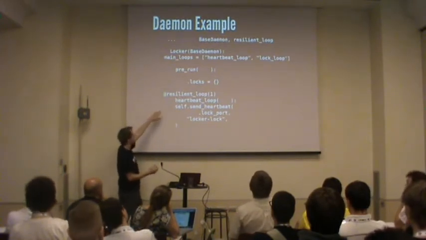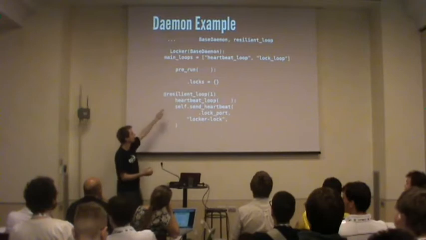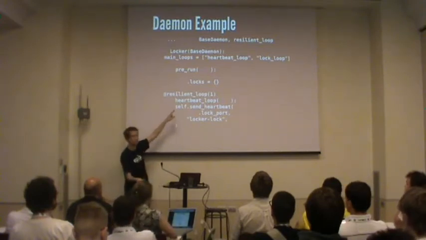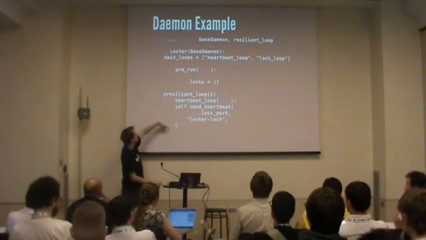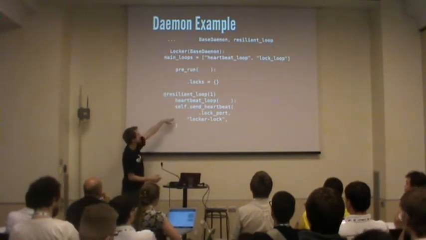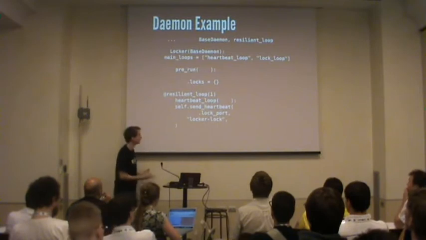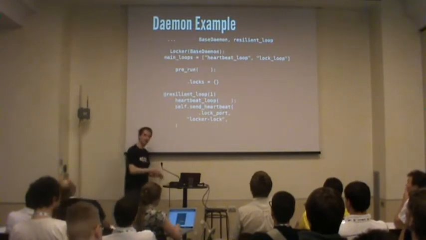And then we have decorators, like resilient loop. This says, run this loop, sleep a second between iterations, and catch any tracebacks. And so, literally, this loop here, every second, it sends a heartbeat to one of our, what we call, nexuses, and says, hello, I'm here, I give you this service.